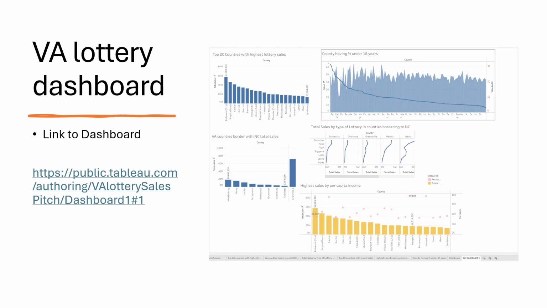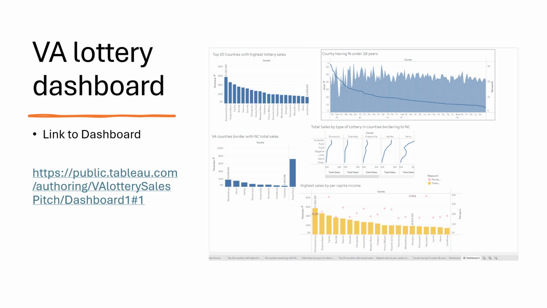And these slides will talk about the dashboard. I also added the link to the dashboard directly to see how it looks. The top one is the top 20 counties with the highest lottery sales. Looking at the top 20 counties, Richmond City was found to have the highest lottery sales, around $57 million, and the lowest was Lynchburg, around $13 million. So these were the counties with the highest lottery sales.